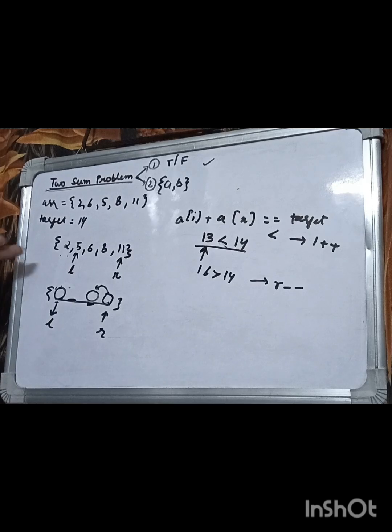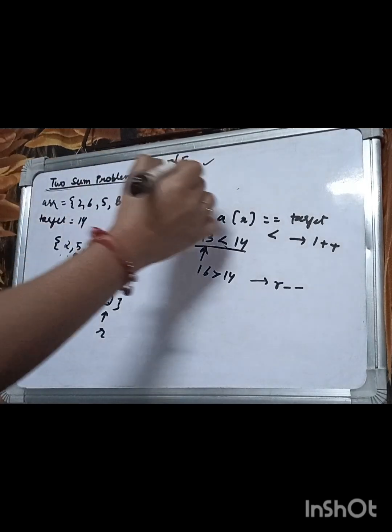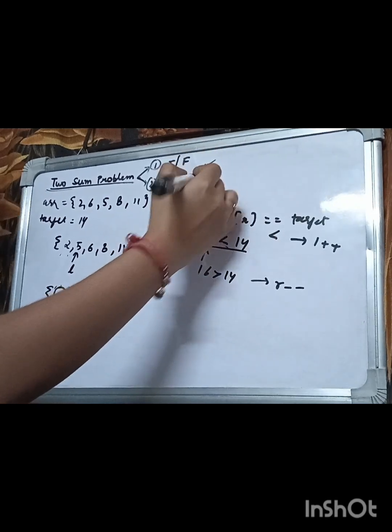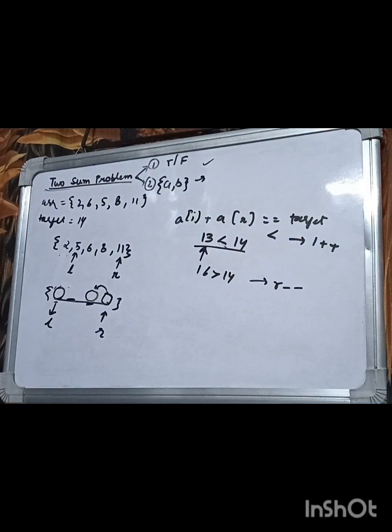But here we are disturbing the array. We have changed the array, so we can't return the indexes. Actually, you have to return the indexes, and you can't return them here, it will be wrong. So that's why for the second variant this approach is not optimal.